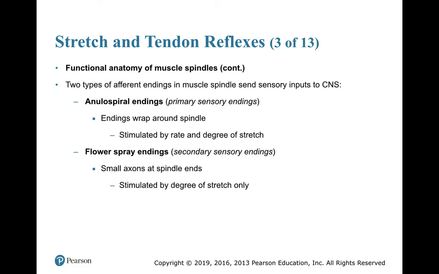Two types of afferent endings in the muscle spindle send sensory inputs to the central nervous system. They're the annulospiral endings, which are the primary sensory endings. Their endings wrap around a spindle. They're stimulated by rate and degree of stretch. And then there are flower spray endings, the secondary sensory endings, which are small axons at the spindle ends, and they are stimulated by the degree of stretch only.